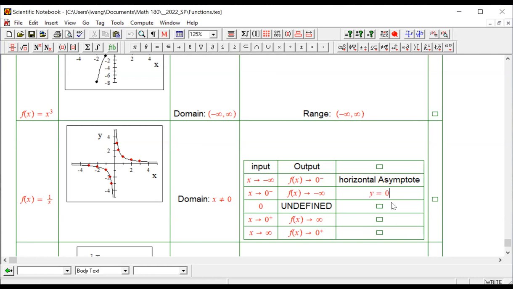And we also have a vertical asymptote, which is the y-axis. The equation of the y-axis is x equals 0. So we have these two asymptotes for this reciprocal function, okay? So we have horizontal asymptote and we also have vertical asymptote.